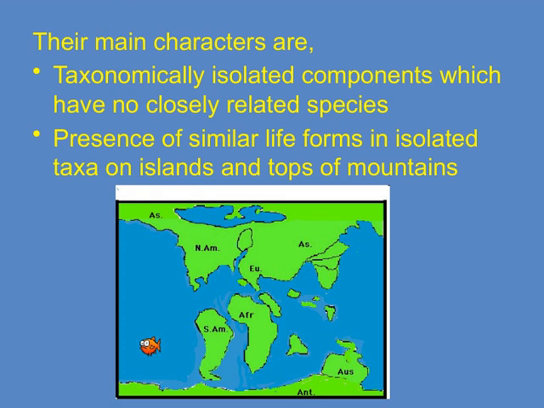Connecting these points to our overall theme, these characteristics emphasize the importance of geographic isolation and environmental factors in shaping biodiversity. They help us understand how species evolve independently, yet sometimes develop comparable traits when faced with similar conditions.